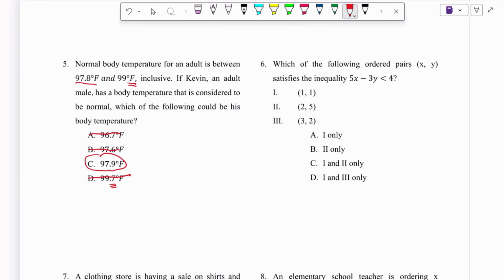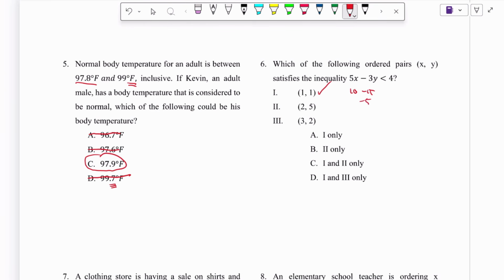Problem 6. Which of the following ordered pairs work? So you simply plug them in. 1 is going to give me 5 minus 3, which gives me 2. Is 2 less than 4? 1 works. Okay, now I got to plug in 2 and 5. This becomes 10 minus 15.